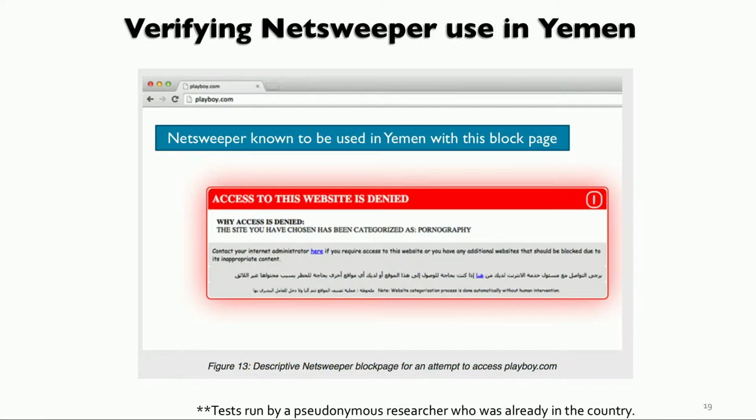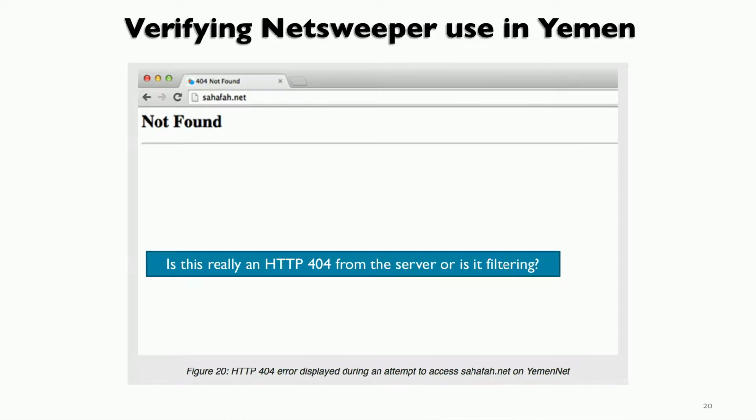So here they had this block page that they were seeing in Yemen. If you squint, you can probably read the URL there. It's playboy.com, and they're getting a block page saying, no, you can't access playboy.com. Fairly straightforward. But for this other website, which was actually political content, they weren't seeing a block page. What they were seeing is an HTTP 404. And so they come to us and say, is this HTTP 404 message blocking? What is this? Is this Netsweeper? Can we say anything about it?